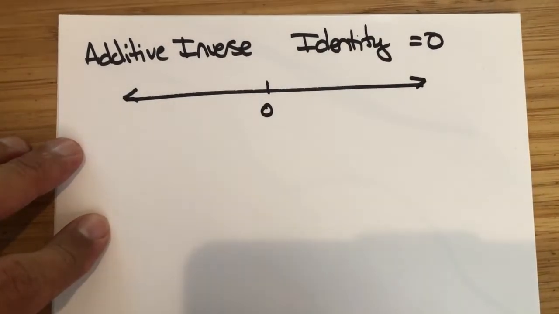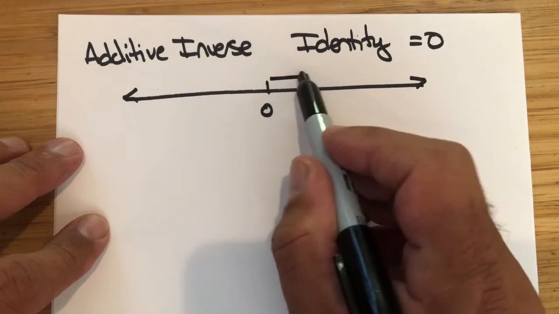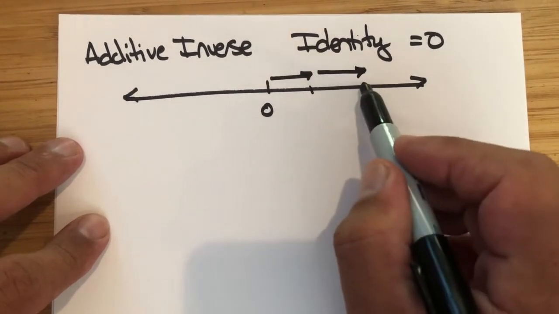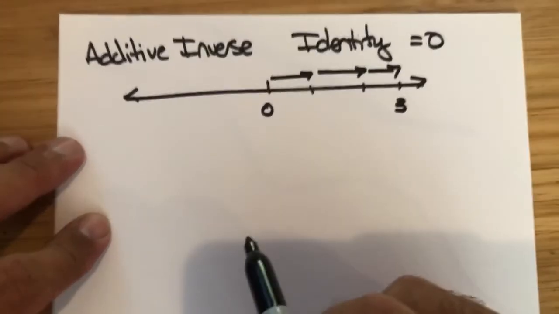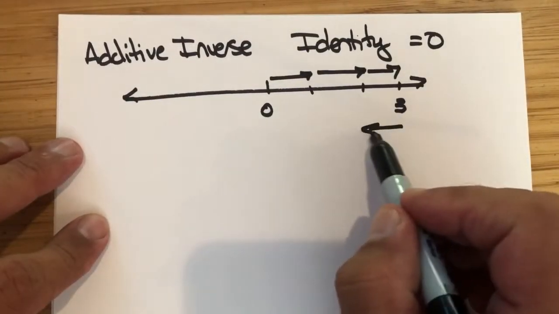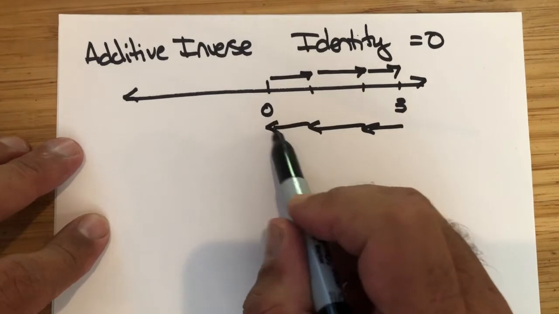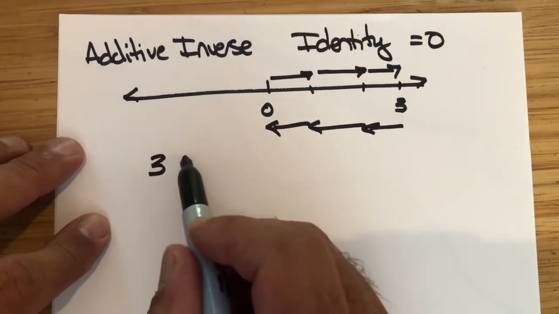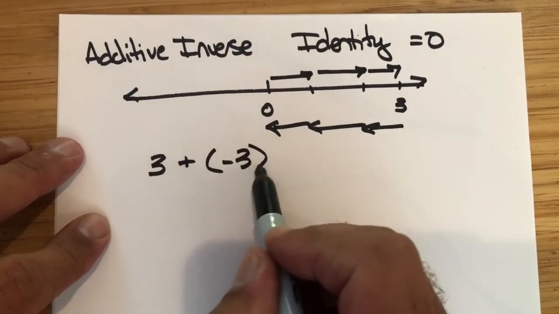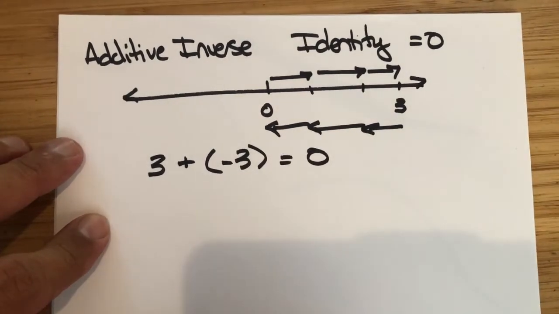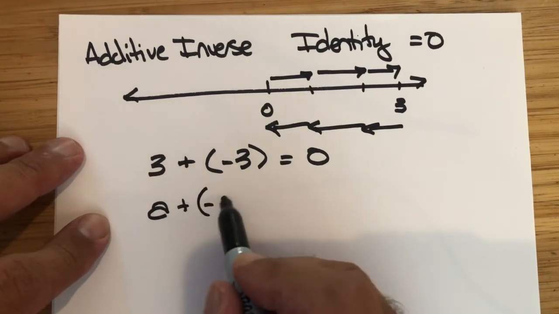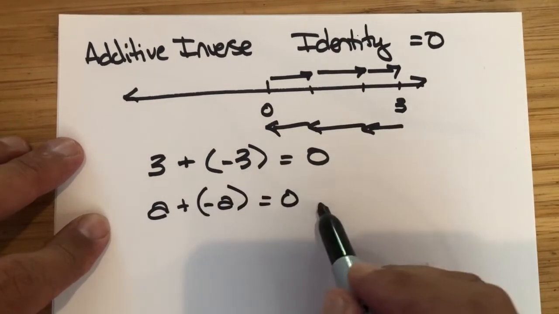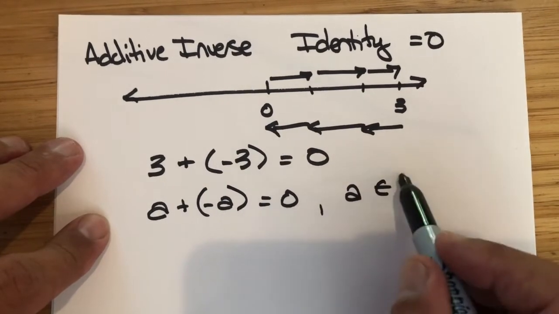If we begin at 0 and move forward 3 spaces, how do we get back to 0? Well, that's simple. We just move backwards 3 spaces. So 3 plus -3 equals 0. In general, we say that a plus -a equals 0 for some real number a.